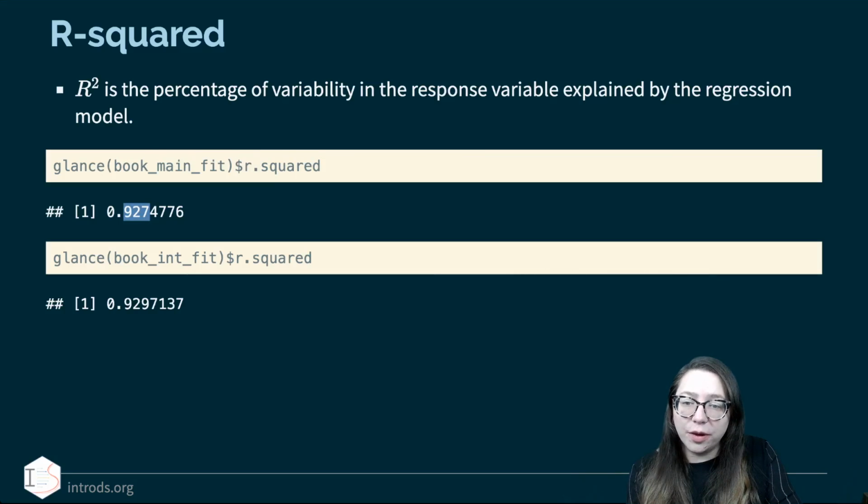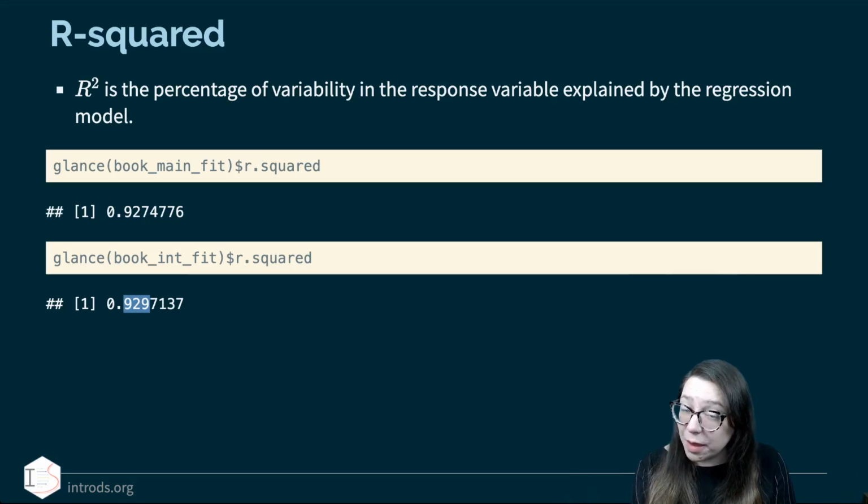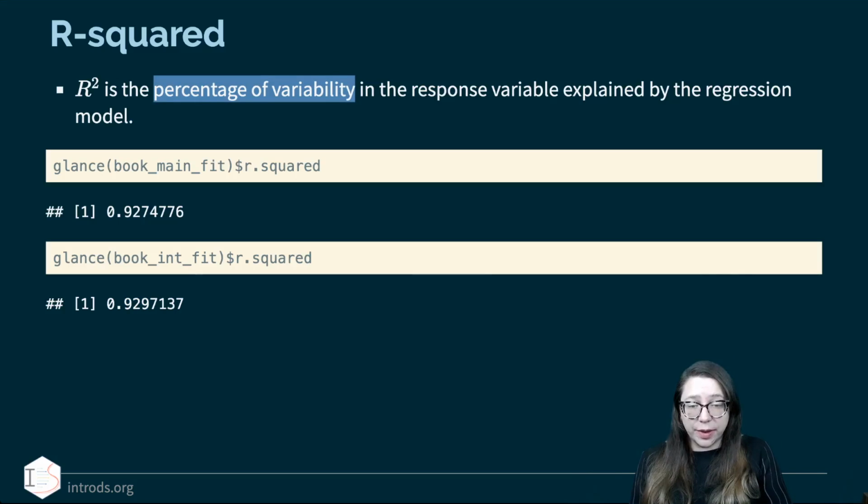And for that one with the interaction effects, it is 92.9. Okay, so the one with the interaction effects is able to explain a higher percentage of the variability in the response variable. Maybe that means it's better. We're going to take a look at that. But before we move on, let's talk a little bit about what it means to explain the percentage of variability in a model. So let's think about it this way.